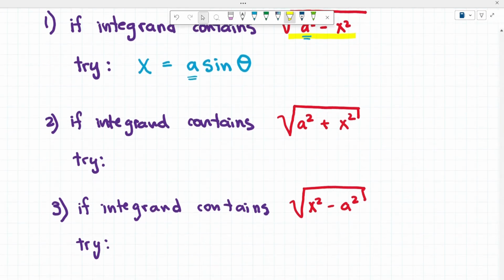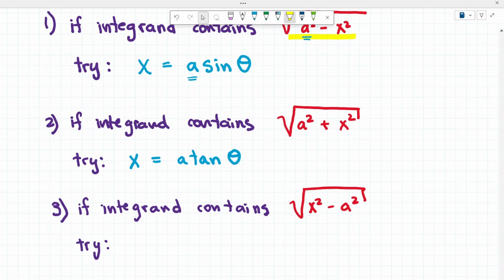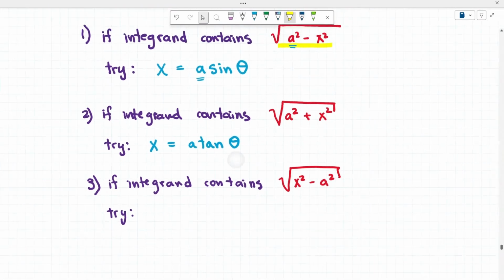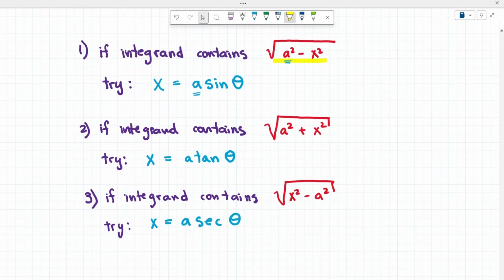Our second case is if our integrand contains the square root of a squared plus x squared, then we want to try x equals a tan theta. And lastly, if our integrand contains the square root of x squared minus a squared, then we want to try x equals a secant theta. So these are our three cases.